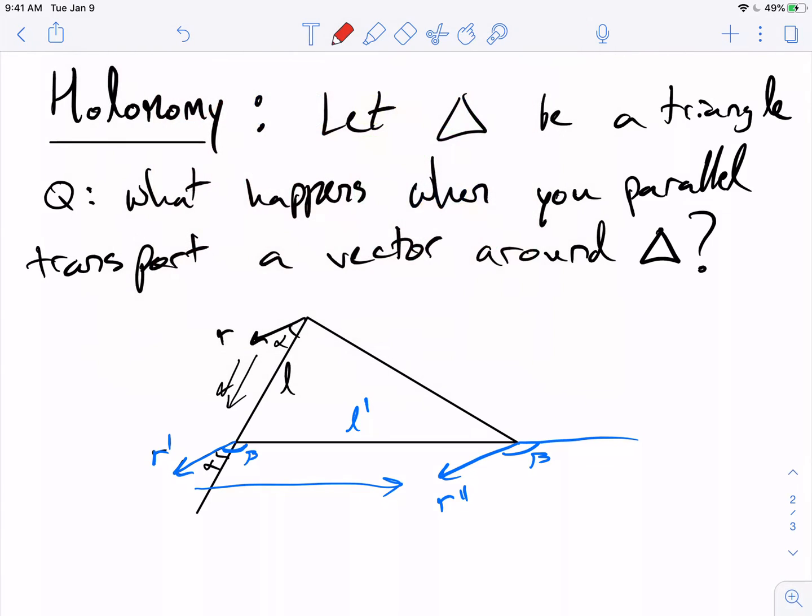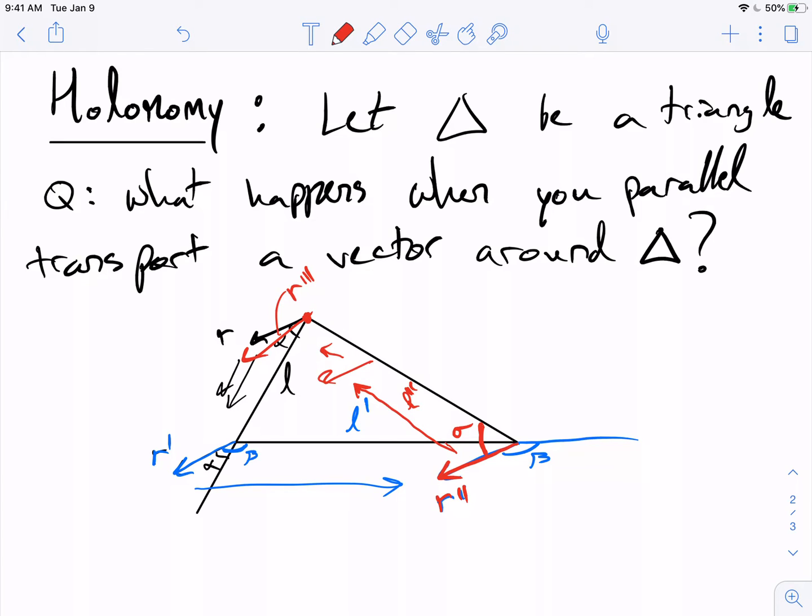And then finally, I go along the third side. Maybe I'll call this geodesic L double prime. If I'm moving along the third side, the angle I want to keep constant is this one, call it sigma maybe. So I transport r double prime along the geodesic L double prime, and I move it all the way along, and I end up back where I started with some new vector. The question is, what's this new vector? Let's give it a name. I'll call it r triple prime. What's the relation between the new vector r triple prime and the one I started with, r?